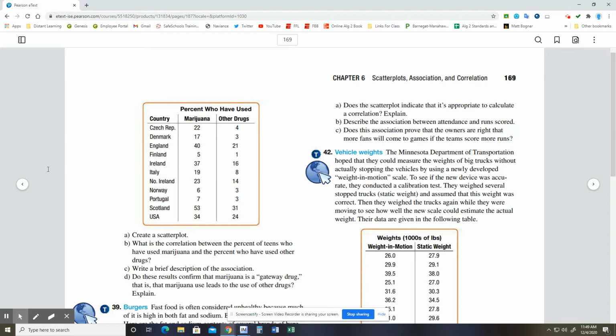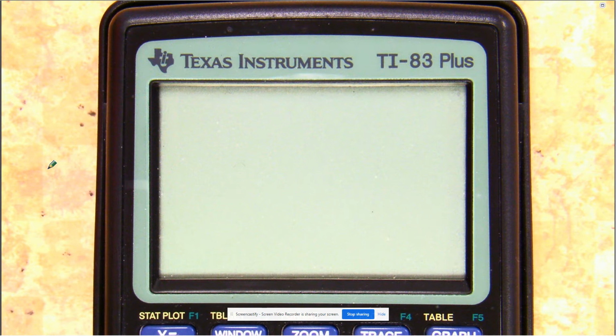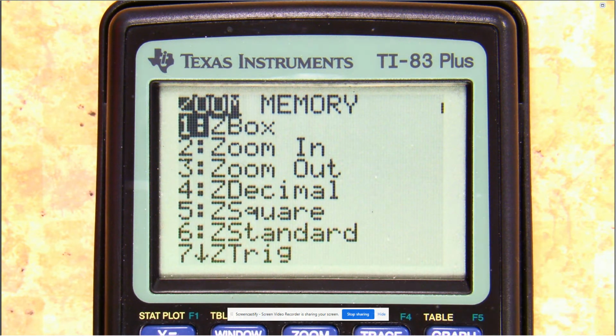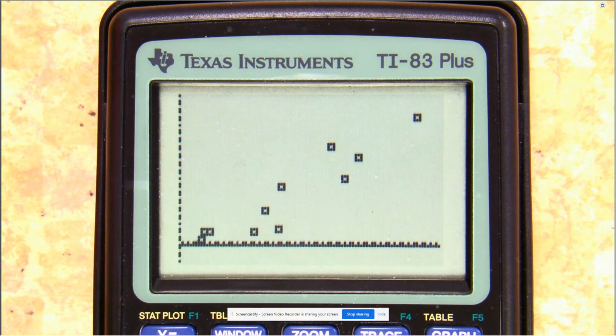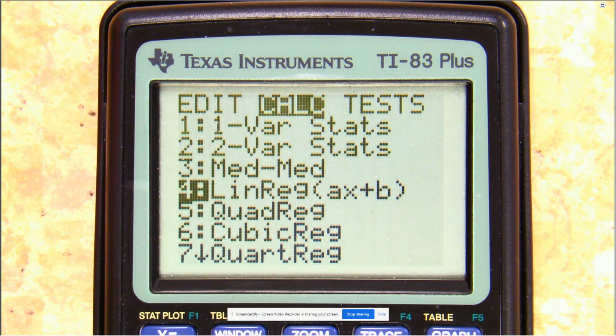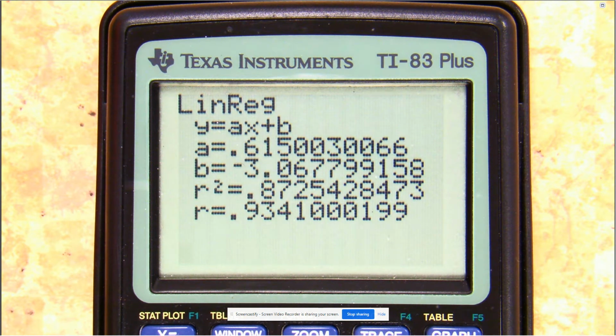It says to create a scatter plot, which I have already done. I've inputted my data. I've turned on my plot. Zoom 9 it. Here is what the scatter plot would look like for number 38. Now, seemingly, it looks pretty straight to me. Just for the sake of argument, I ran a linreg on this thing. I already turned my diagnostics on. And you can see it has a pretty strong R value as well. Pretty strong correlation coefficient. Yay, happy day.